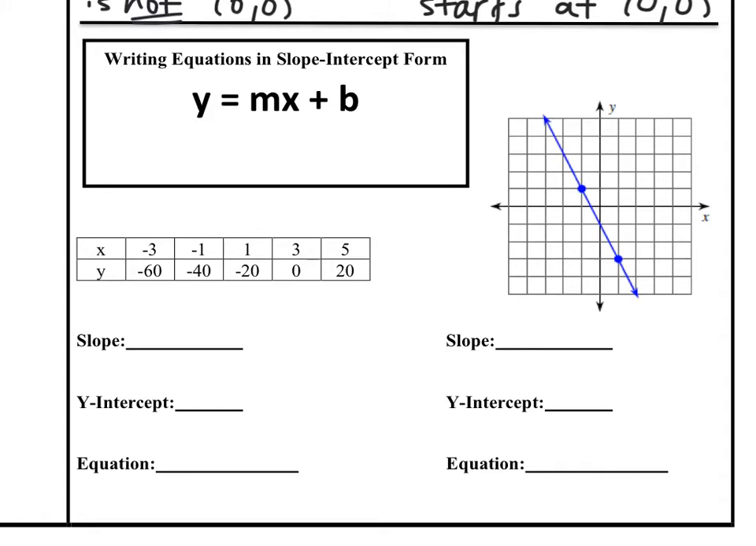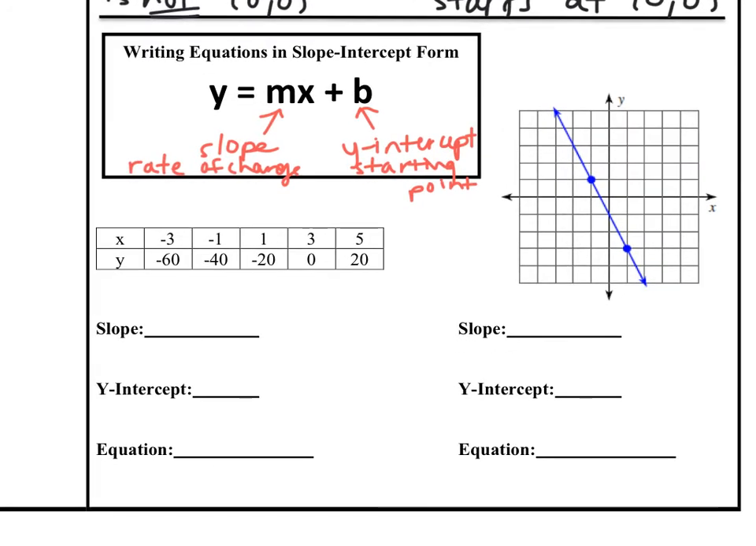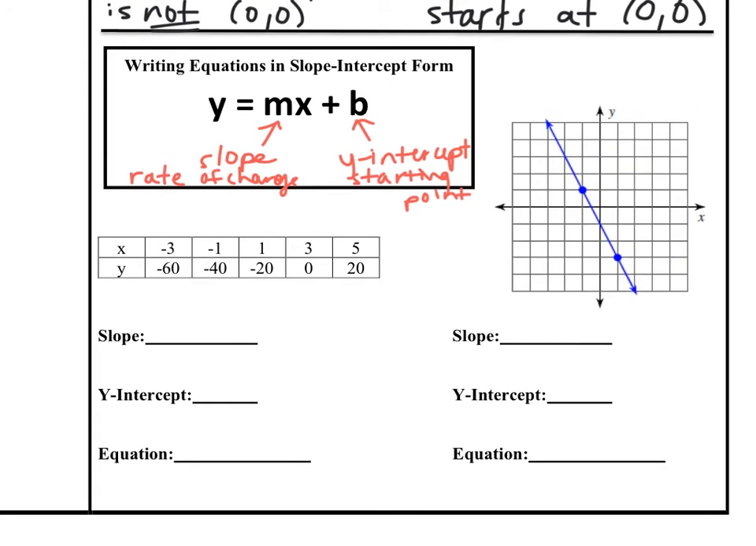Last thing we're going to talk about is writing equations in slope-intercept form. Remember that the m stands for the slope, the b stands for the y-intercept, or the starting point. Another way we say that is the rate of change for the slope, or the starting point for the y-intercept. So we have to find those separately and then put it together in y equals mx plus b to make our equation. So it looks like this one is going +2, and in the y's it's going +20.